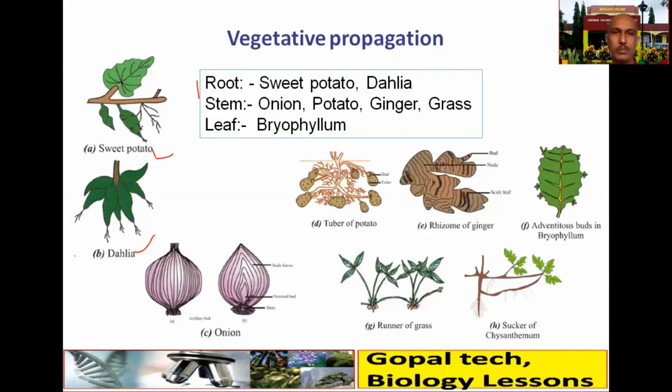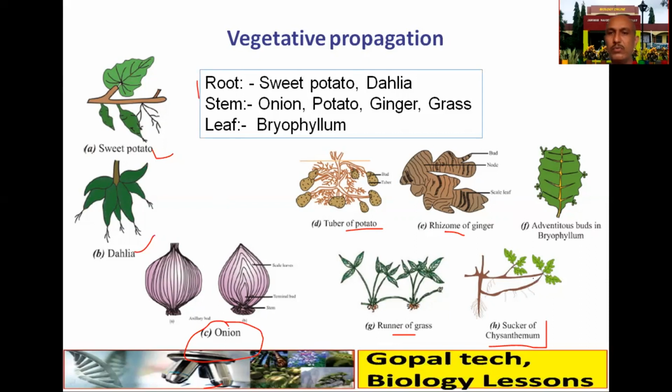So that is natural. Then stem, you can take this example: for stem, onion, or potato, the tuber of potato, or rhizome of ginger, or even the runner of grass or sucker of chrysanthemum. These are the terminologies they use. So onion, potato, ginger, or any grass, or even banana, all of them reproduce naturally by the stem. If you come to sugar cane, that is artificial also, natural also.